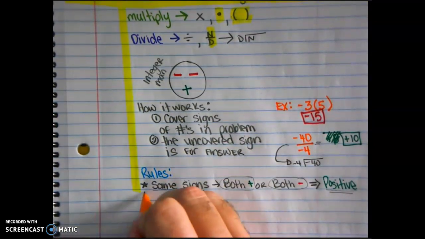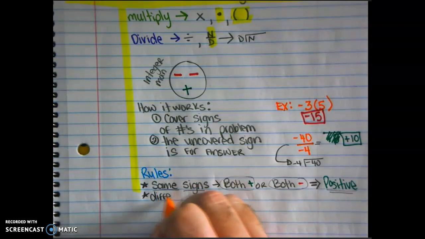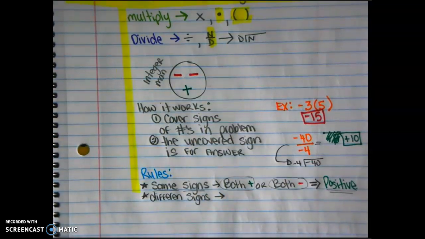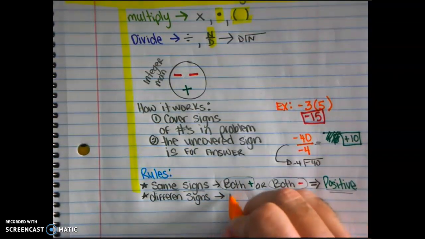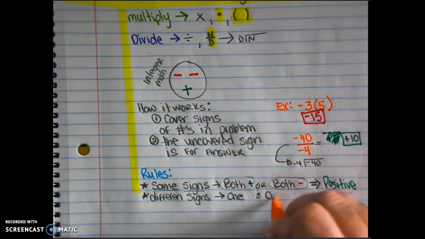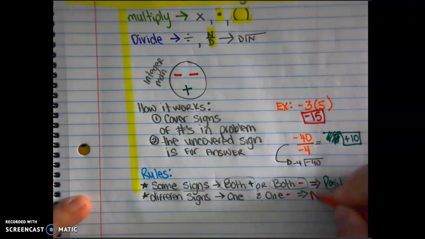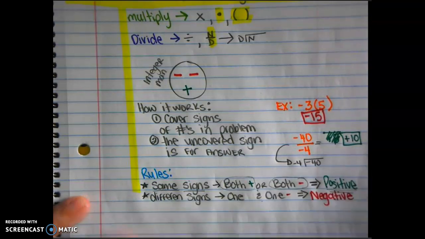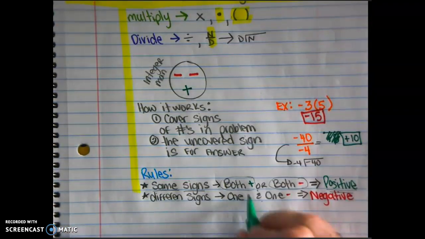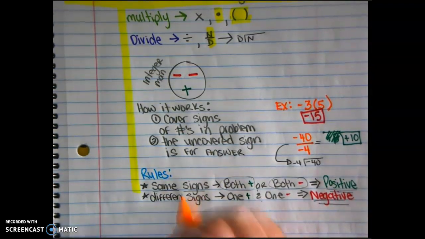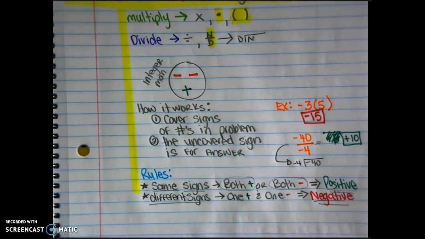The opposite is true with different signs. If you have different signs, which means you have one positive and one negative, you're going to get a negative answer. So again, if you have different signs, that means one is positive and one is negative, and you're going to get a negative answer.